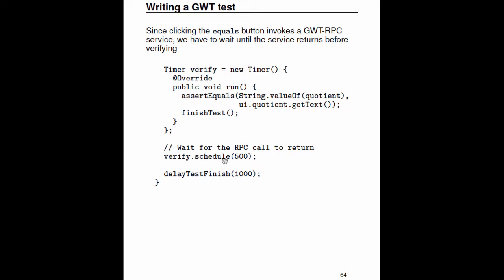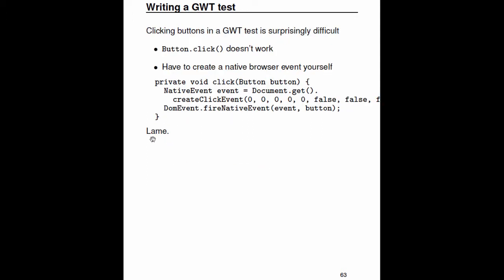Timer has the schedule method that says, hey, wait for 500 milliseconds. And then I'm going to say, hey, wait 1 second, 1,000 milliseconds, for the test to finish. So think about it. This is like asynchronous code. This is synchronous code. So let's go back here.